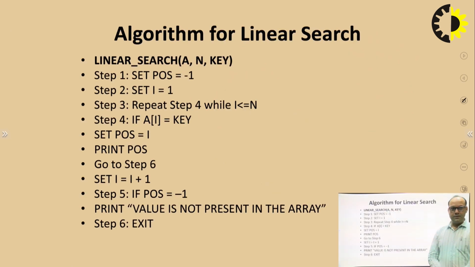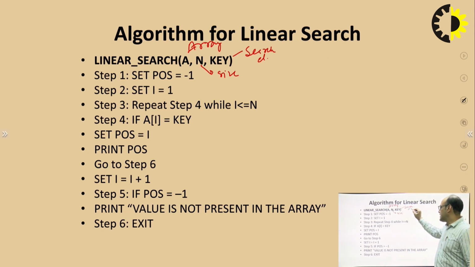So this is the algorithm in front of you. We are going to search an element in an array. So the first parameter is an array. Then we will give the size of the array and the element which we are going to search, the search element, which we call a key. So these are the three parameters that we pass, and these are the steps that I have written.